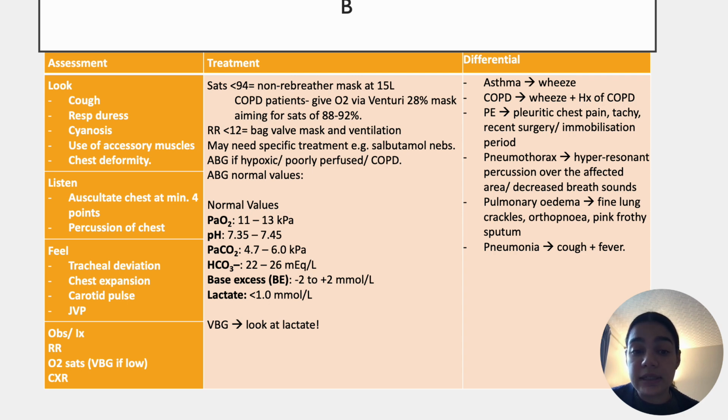And you also want to see if there's any tracheal deviation, any decrease in chest expansion, looking at their JVP. And importantly here, you want to look at the observations, the respiratory rate, the oxygen saturations, and if indicated, do a chest x-ray. If the patient's unstable, you can ask for a portable chest x-ray as well.